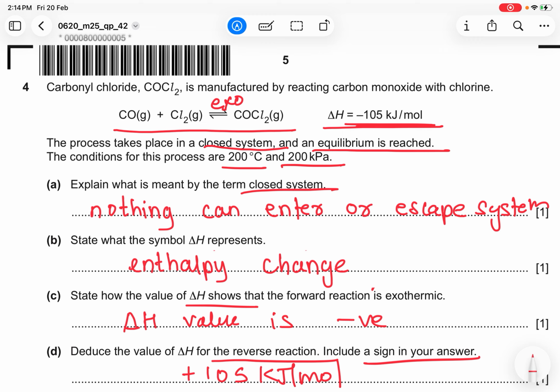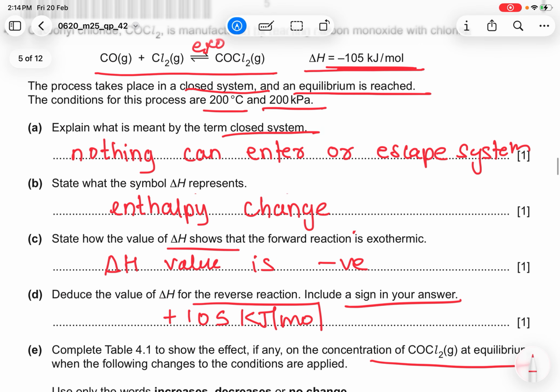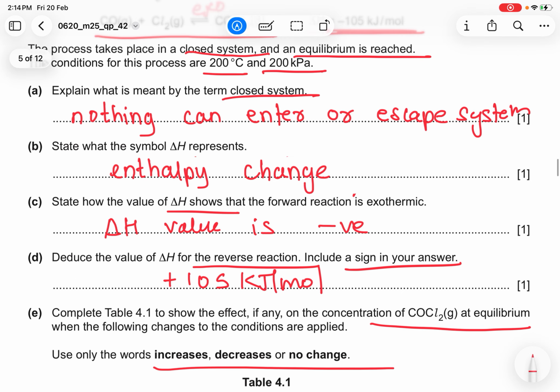Explain what is meant by the term closed system. So a closed system is something where nothing can enter or leave the system. State what the symbol delta H represents. So the symbol delta H represents the enthalpy change, the energy change of the system.